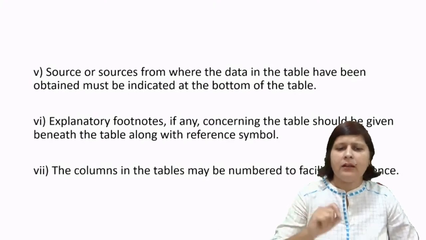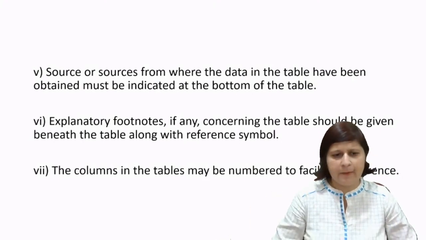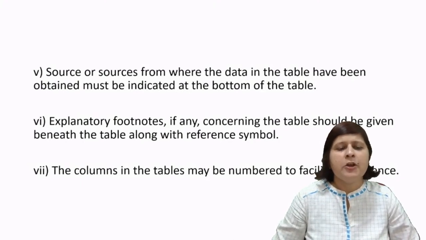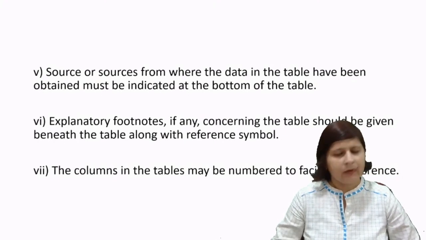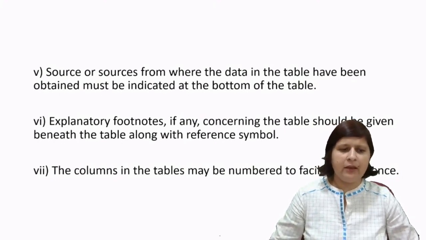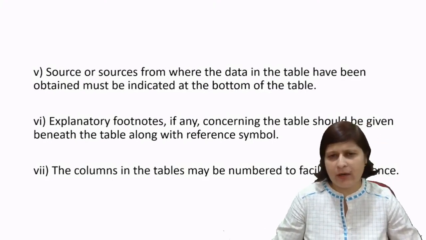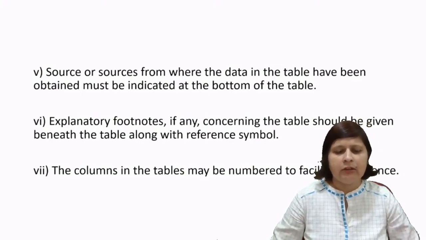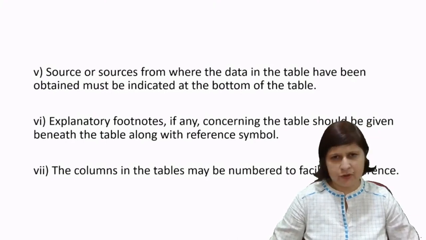The source or sources from where the data table has been obtained must be indicated at the bottom of the table. Explanatory footnotes, if any, concerning the table should be given beneath the table along with a reference symbol. If you want to explain more about the table, it should be given as a footnote. The columns in the table must be numbered to facilitate reference.